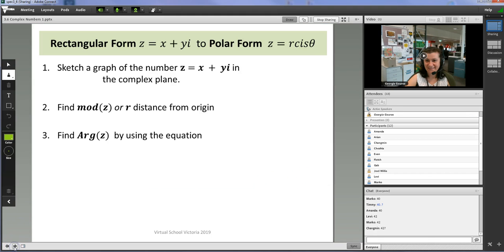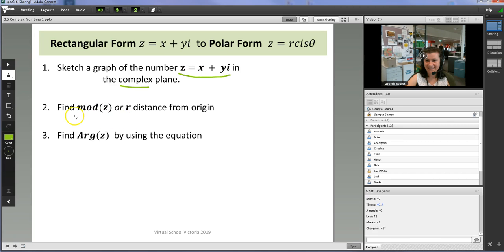So let's see an example of that. And there's some more notation to learn, even more notation and more terminology. If we sketch any complex number in an Argand or complex plane, if it has real components, we put them on the real axis. If it has imaginary components, we put them on the imaginary axis.